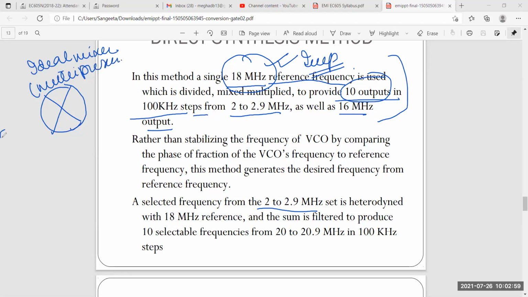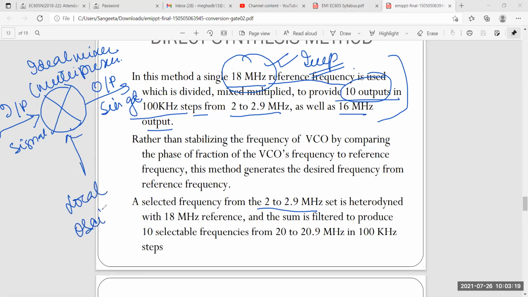Multiplexer, and you will give us an input signal. There will be an input signal, and here will be an output signal. So this is the thing. And actually here what happened, the combination of many frequencies come here, and here will be a local oscillator. Just like this.